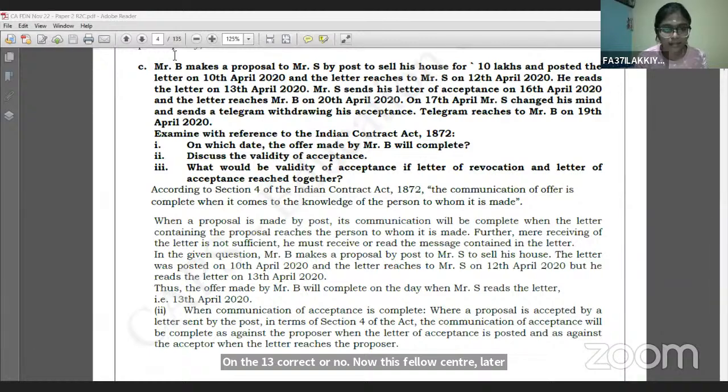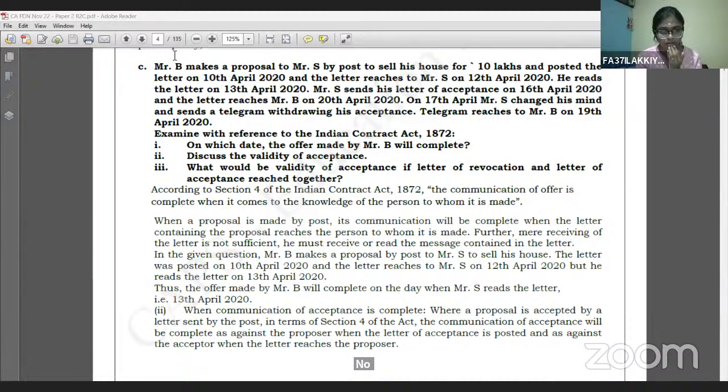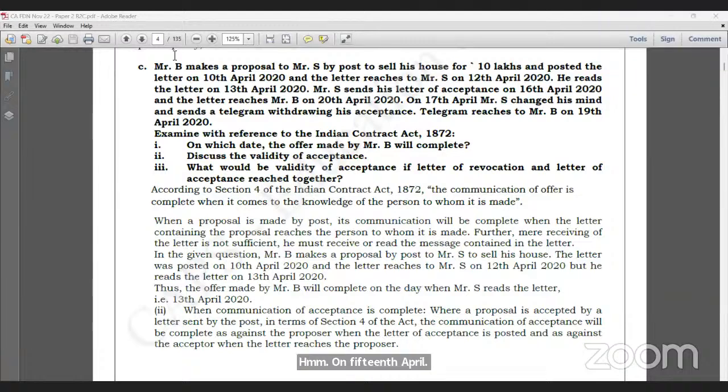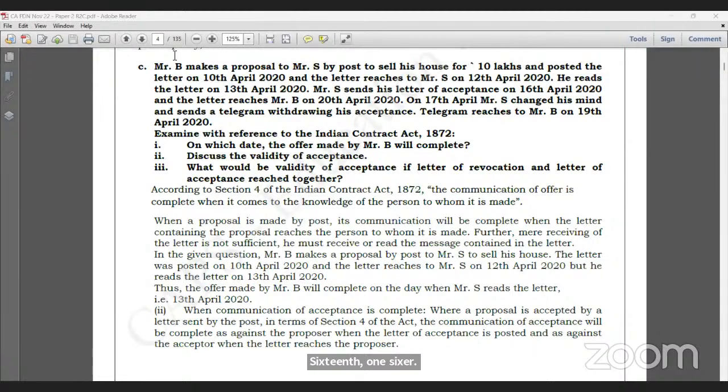He sends the letter on 10th April, and it reaches on 12th April, and the party reads it on 13th April, and he sends his acceptance on 16th April. Now the acceptance on part of the acceptor or the promisee is completed on 16th, and on part of the promiser is completed when it reaches him on 20th.